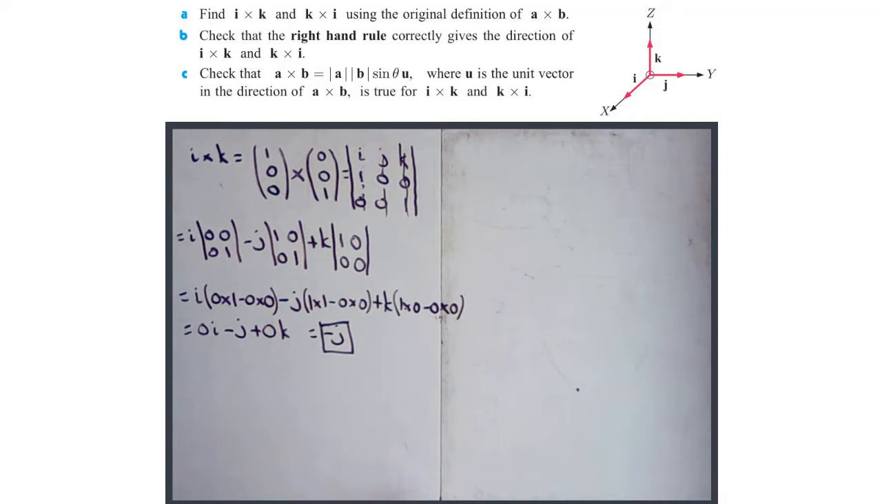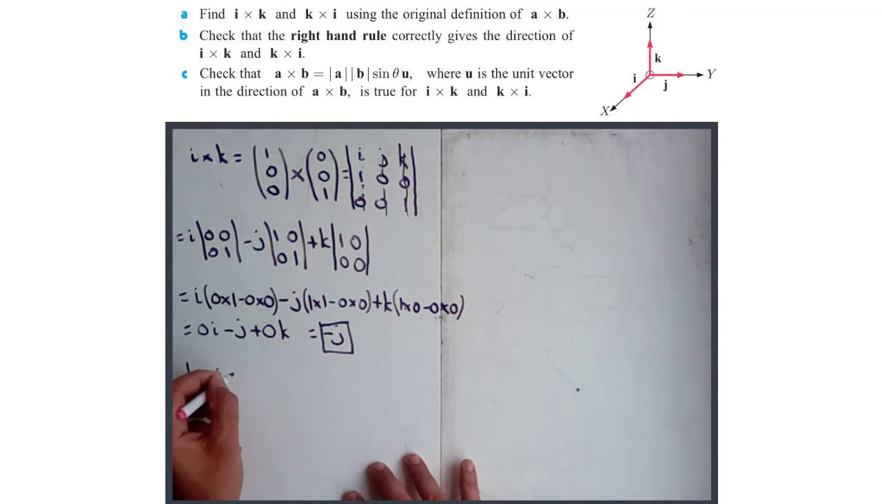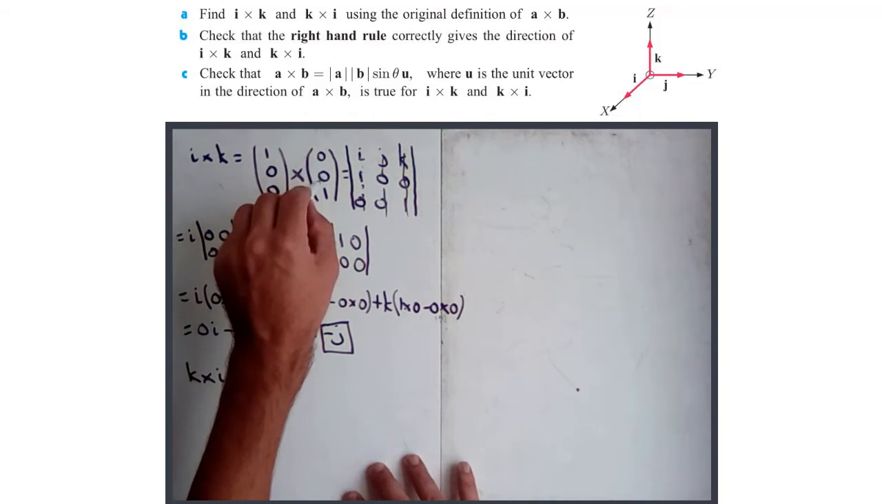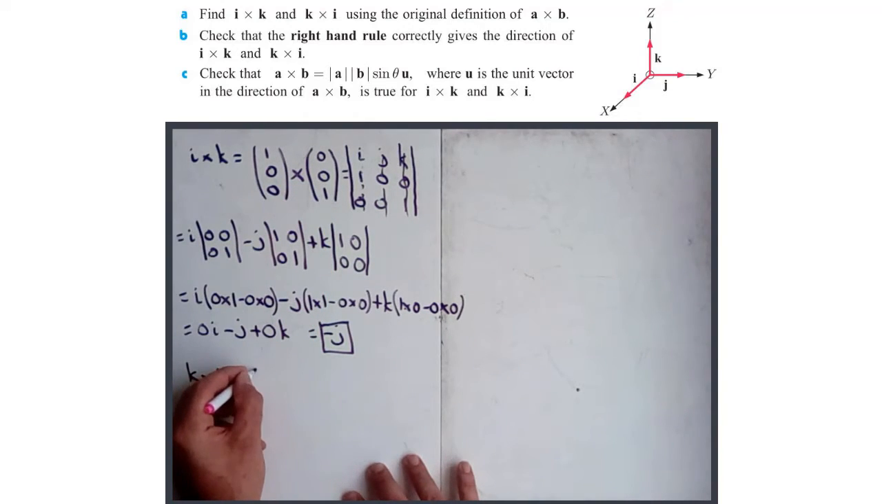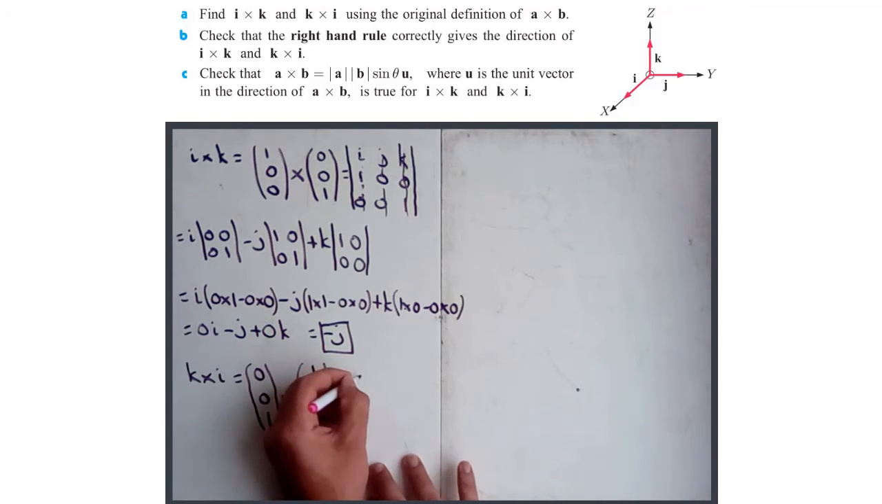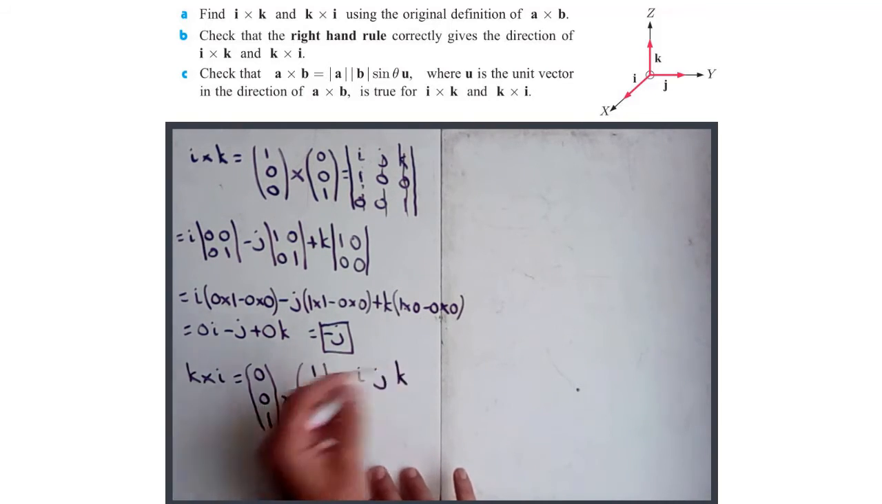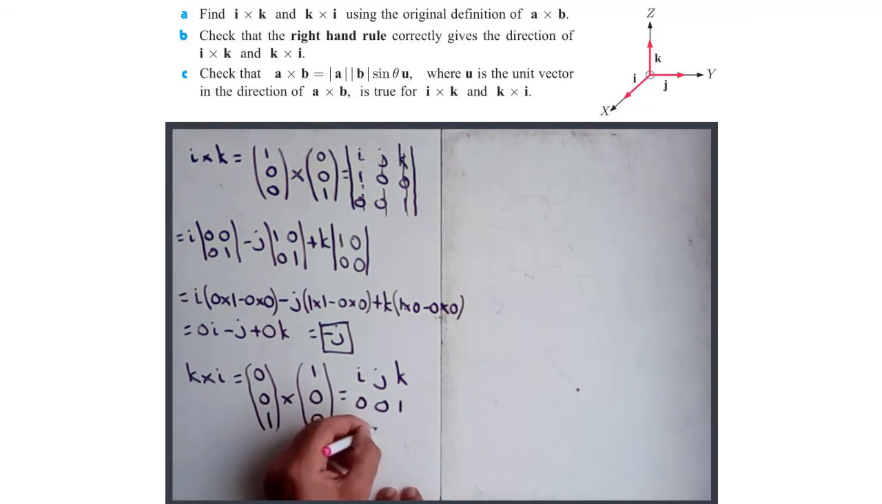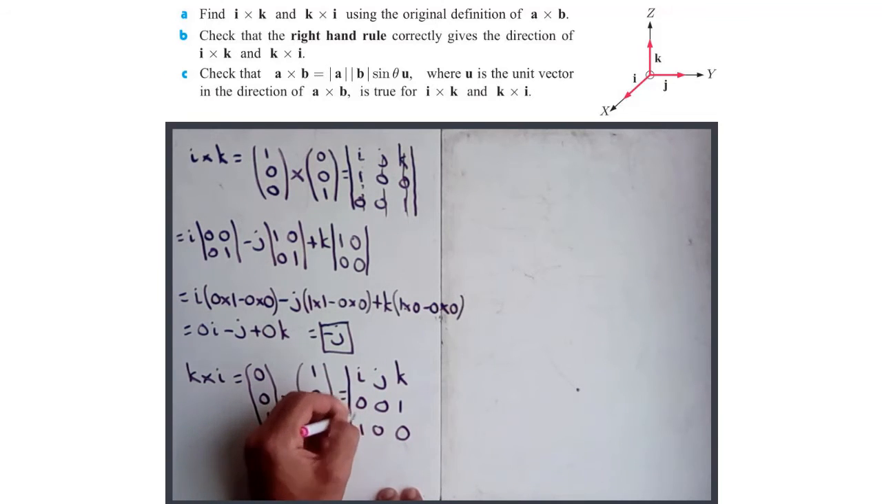k cross i. Now we have been asked to use the original definition, so I'm going to do it the long way around again. So k cross i, well, we're just going to reverse these. So 0, 0, 1 cross 1, 0, 0. So that is i, j, k, 0, 0, 1, 1, 0, 0. And the determinant of all of that.